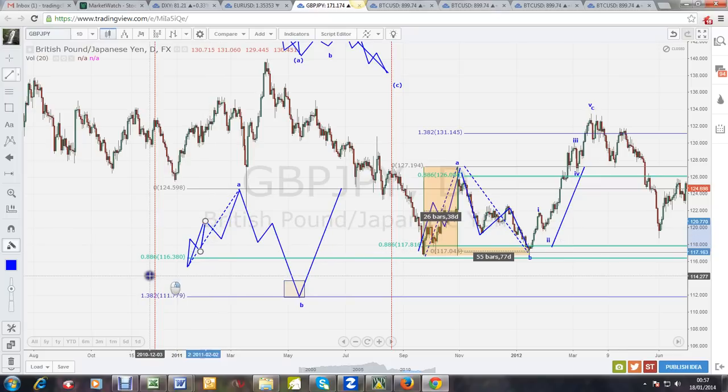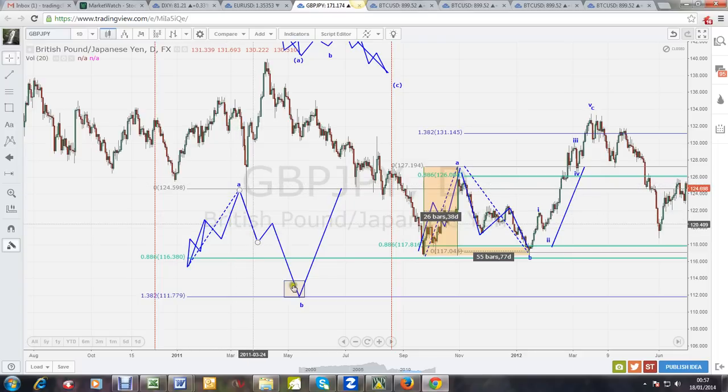Okay, then you would have A, B and C to form a wave A. Then you get a small zigzag back here for wave B, and then this would be wave C, in which case you got A, B and C to complete this wave A. You get A, B and C back to complete this wave B, and then you get a 5 wave move up. So this is the 5 wave move up you would see.